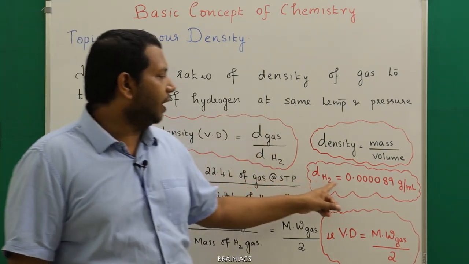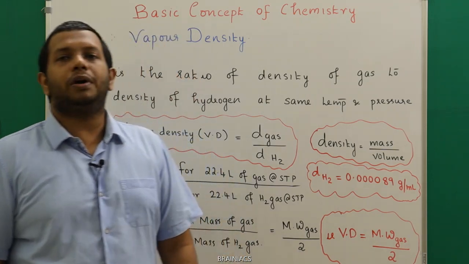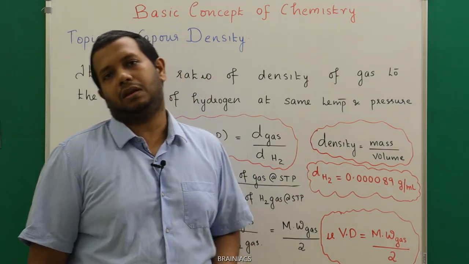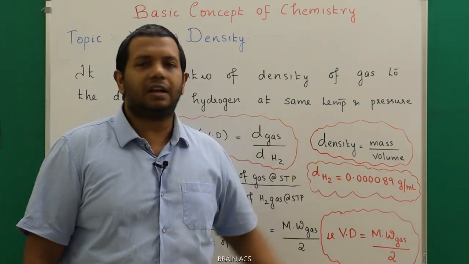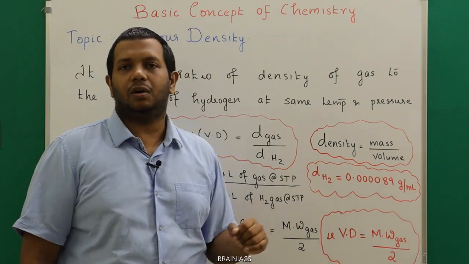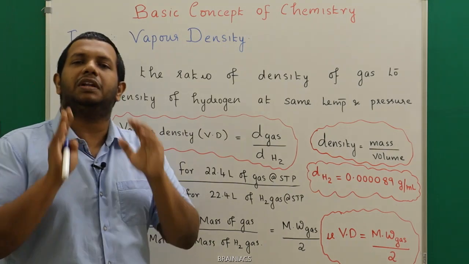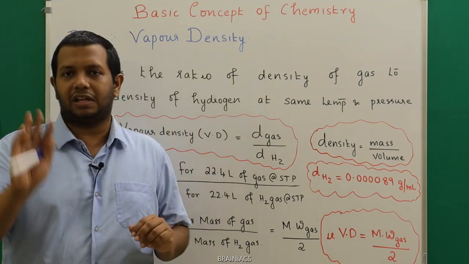Usually the density of hydrogen is considered as 0.00089 gram per ml. Okay, that is 4 zeros are there. This you should remember basically. And how we can now derive the relation between the vapor density and molecular mass, that I will define.